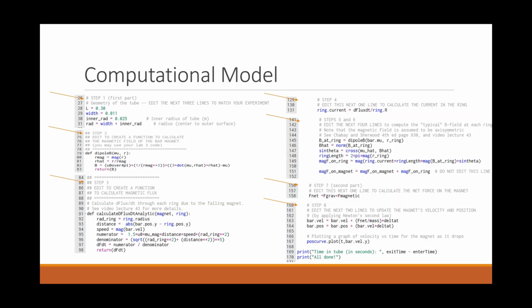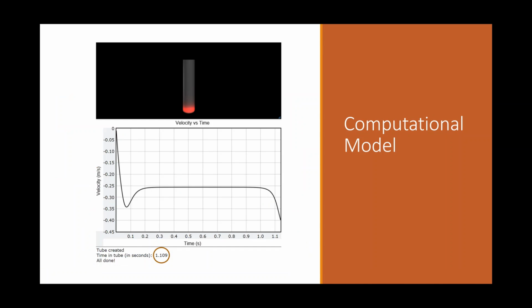I then created a function to calculate magnetic flux. After that, I edited this line to calculate the current in one ring, and then I added the next 4 lines to compute a typical B field at each ring. I then calculated the net force on the magnet, and then I updated these 2 lines to find the magnet's velocity and position, and then plotted that, and then printed out the time it took the magnet to fall through the tube. This was the result of my computational model. The time it took the magnet to fall through the tube was approximately 1.109 seconds.